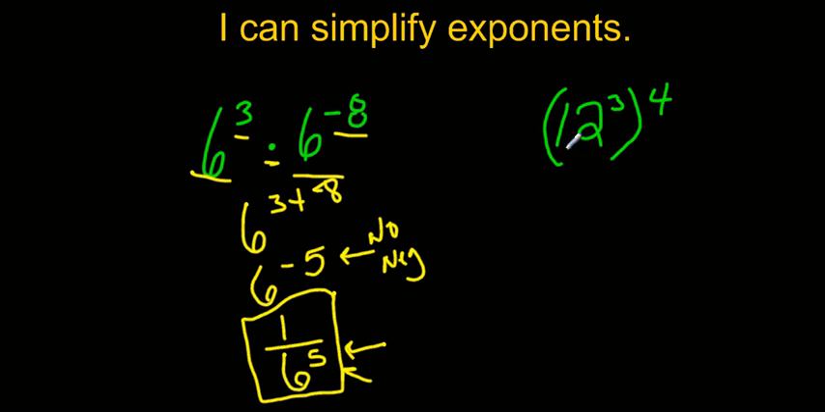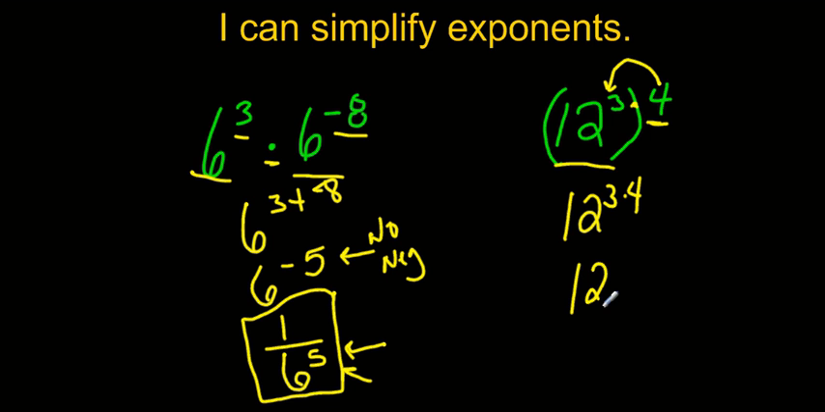If I take a look at the next one, I have 12 to the third, and then outside my parentheses, I have to the 4th power. This is different because I don't see two bases. So in this case, I'm going to go ahead and multiply my exponent. So I'm going to get 12 to the 3 times 4 power. And 3 times 4 is 12. So I have 12 to the 12th, which looks pretty sweet.